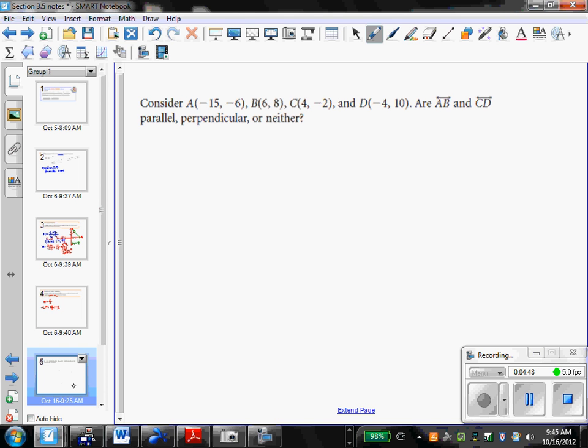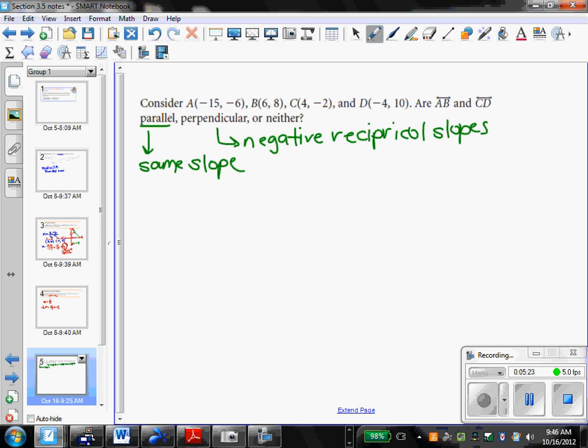Okay, so let's do some practice problems. Consider the points given here. Are the lines AB and CD parallel, perpendicular, or neither? So I need to decide if their slopes are the same, if their slopes are negative reciprocals, or neither. So let's see what we get.